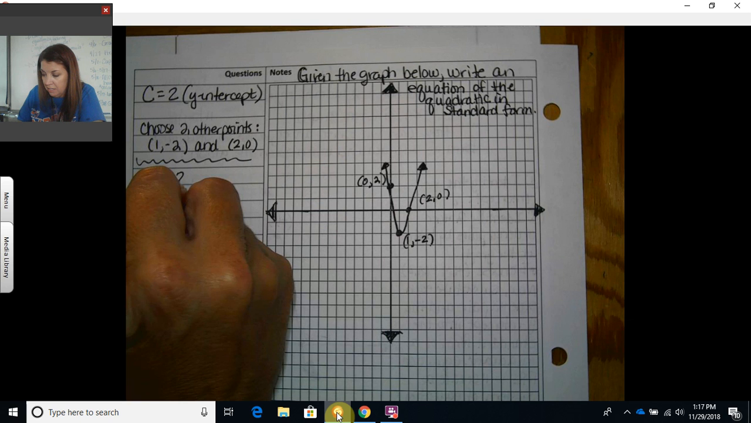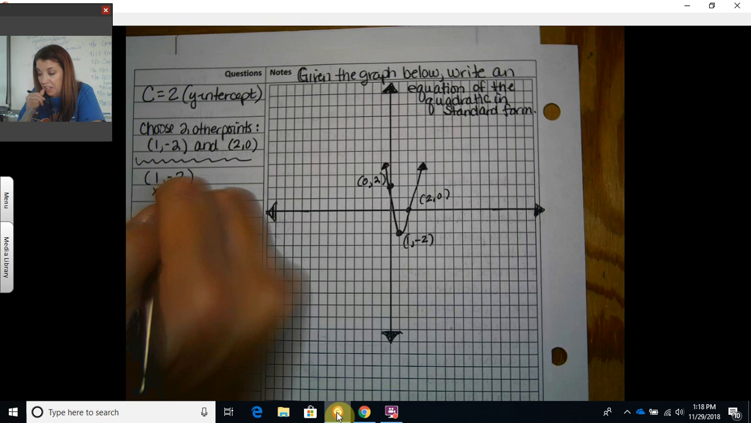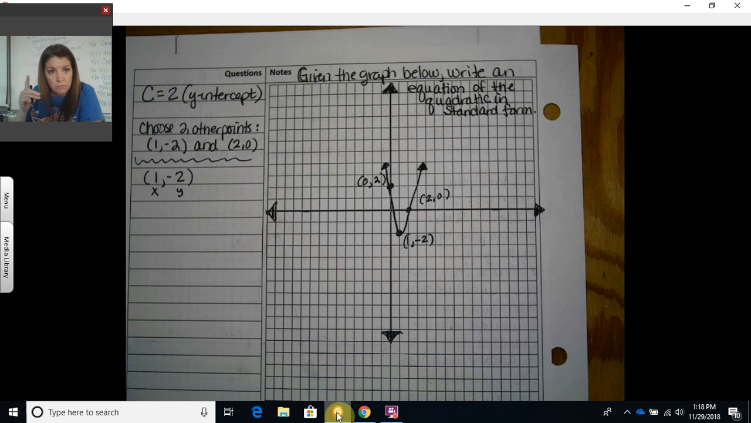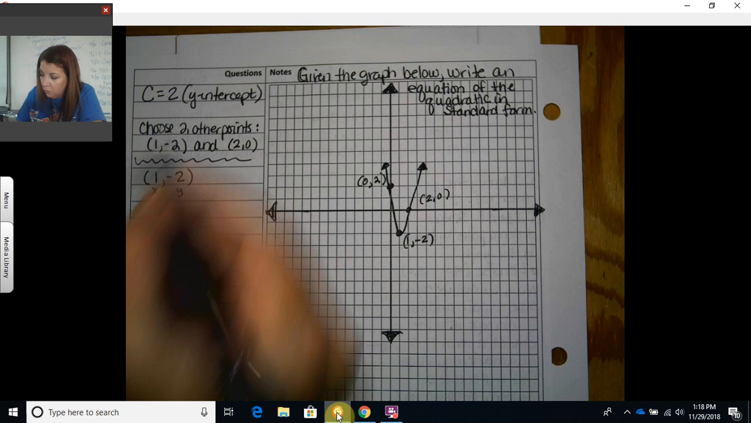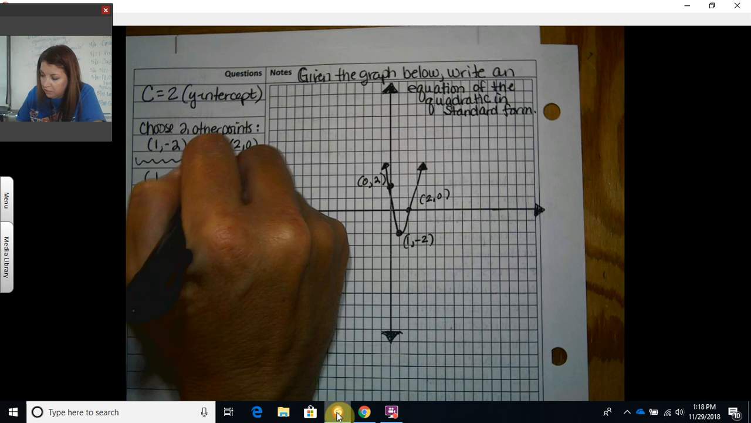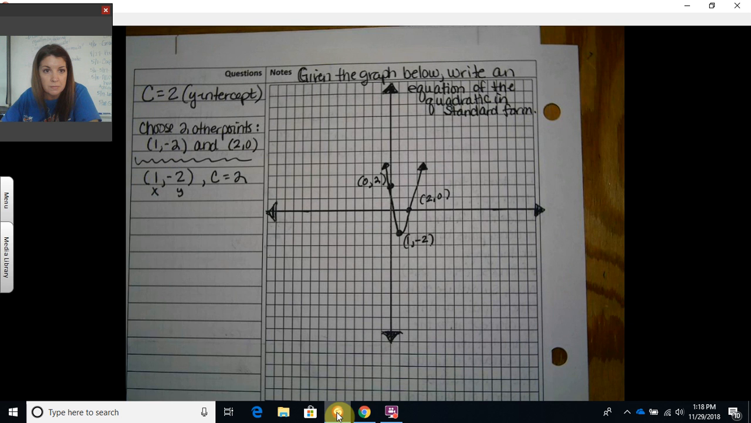So I'll start with 1 comma negative 2. Again, it doesn't matter which one you start with. We know we'll use the 1 for our x value, the negative 2 for our y value. Could I do the inverse of that? Could I use 1 for y and negative 2 for x? No, it's an ordered pair. The first number is x, second number is y. And then we also use the value of c. Right? You don't want to forget that part. You're not going to get the right equation if you don't put the right value for c in.